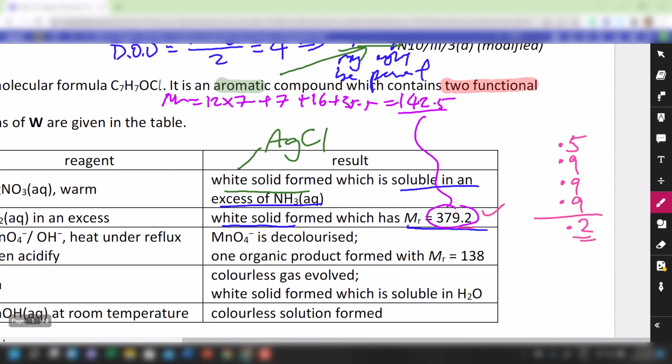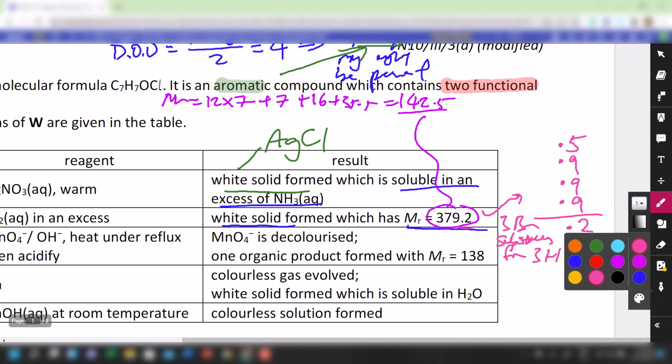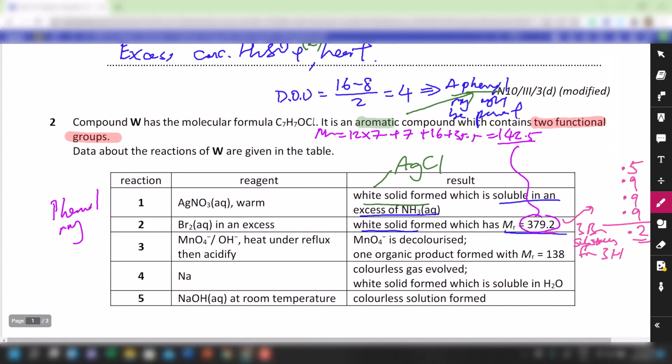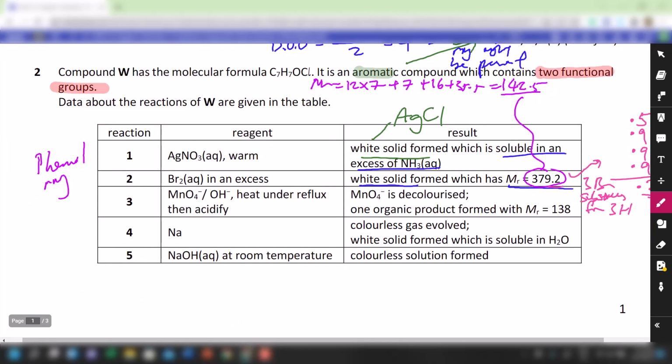Yeah, so from here we can tell that 3Br substitutes for 3H. How do we know it must be substitution? Well, I think earlier on we emphasized that it should be electrophilic substitution because all the clues point towards having a phenol functional group.